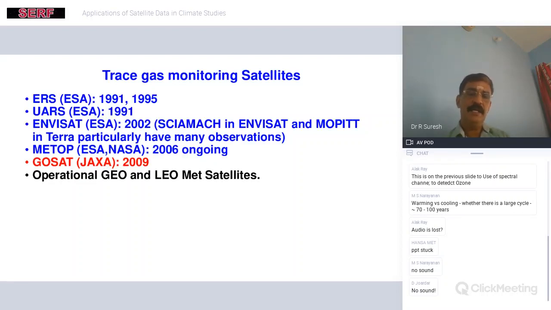Now, for trace gas monitoring, many satellites have been launched, and right now MetOp is doing the job, it is ongoing, and future satellites all have trace gas monitoring. Right now both the geostationary Earth orbiting GEO satellites and the low Earth orbit LEO satellites are in operation, the last two or three in fact. So they are still in vogue.